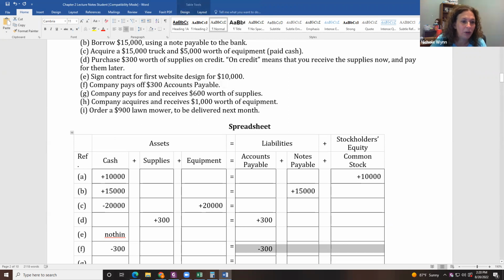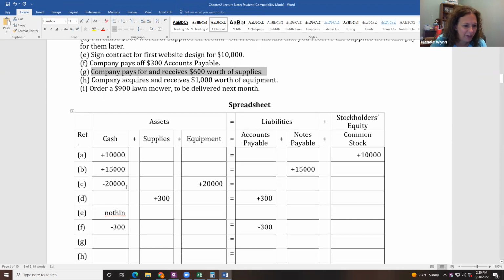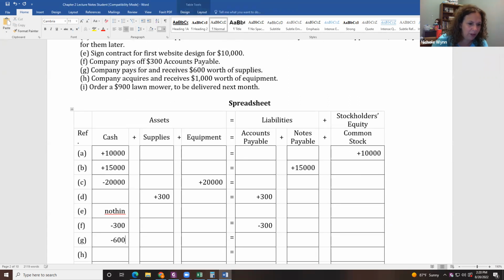Okay, now we're going to pay for and receive 600 of supplies. So now I guess we have a different supplier and they don't let us charge it. And so we are going to pay 600 for supplies. So we gave up cash and we got supplies, an asset exchange, one asset for another. So the minus 600 and plus 600 cancel out over here. Nothing goes over here. Those supplies were not on account. And again, we didn't get money from owners. And so nothing goes in common stock except money from owners. Okay, letter H, acquire and receive 1,000 of equipment.